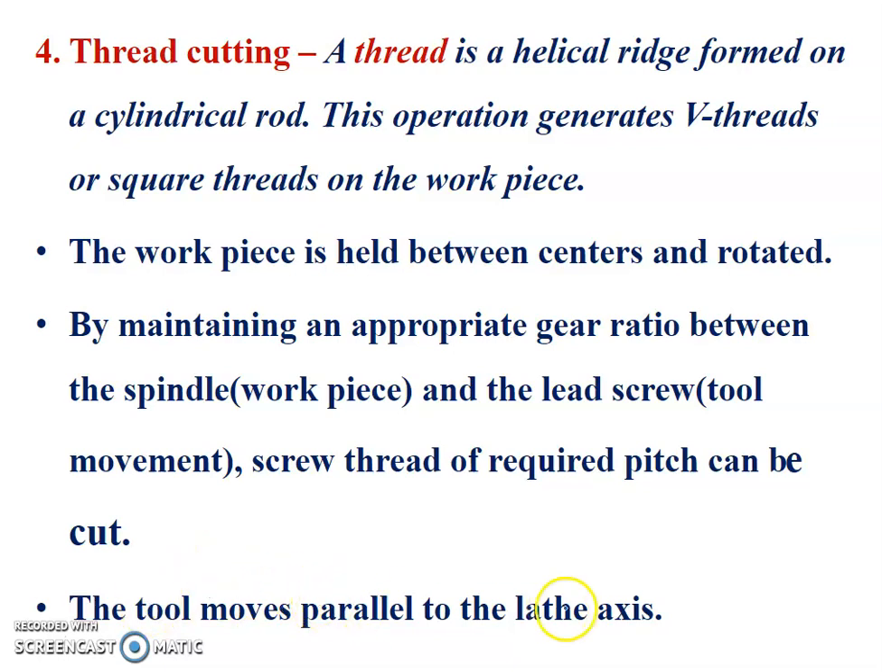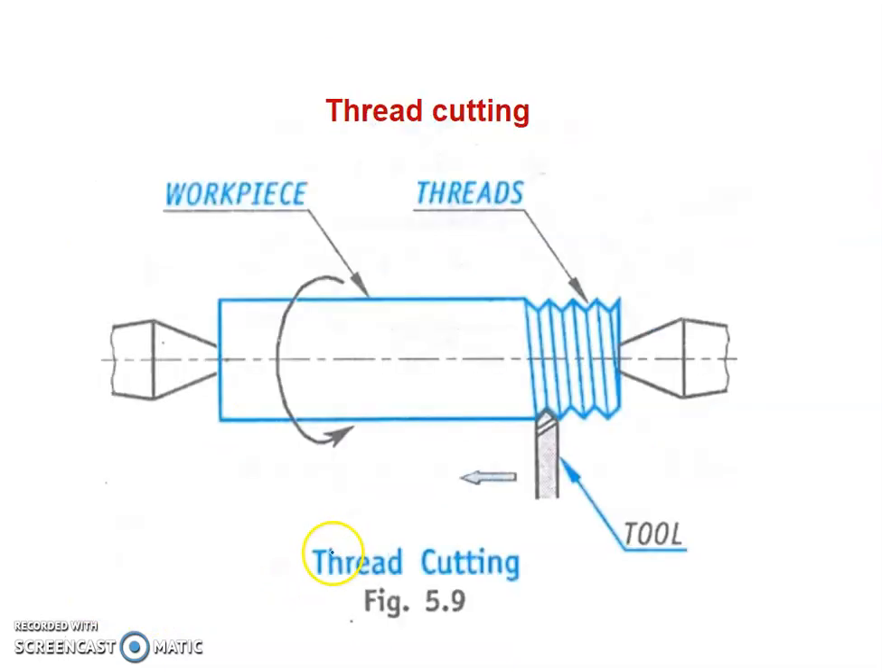The tool moves parallel to the lathe axis. That we can see here in this diagram. The cylindrical workpiece is held between the two centers, live center and dead center, headstock and tailstock. So here this is the tool, the threading tool, which is fed against the slowly rotating workpiece. Then the tool will cut the threads.